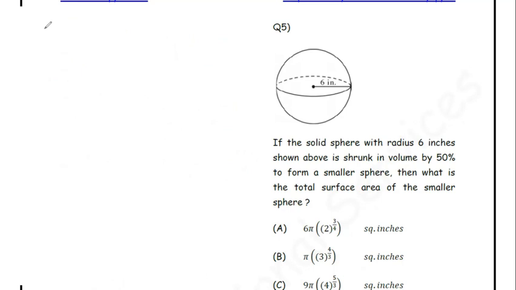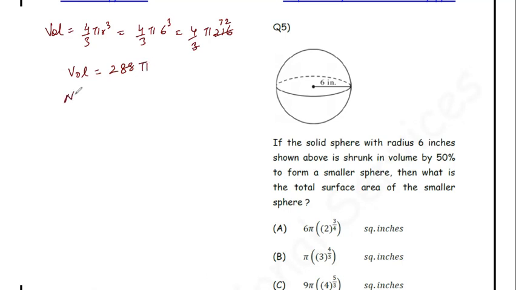Okay. So volume of the bigger sphere is 4 by 3 pi r cube. So that's 4 by 3 pi 216. I'm sorry, 6 cube, which is 4 by 3 pi 216. Therefore, the volume is 288 pi. And the new volume, which is the shrunk volume, is reduced by 50%. So that'll be 144 pi.